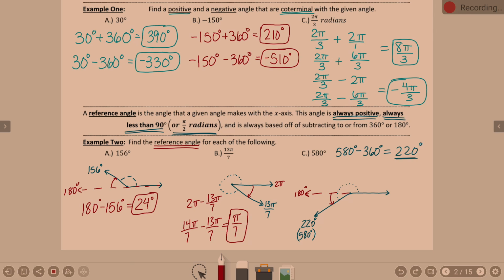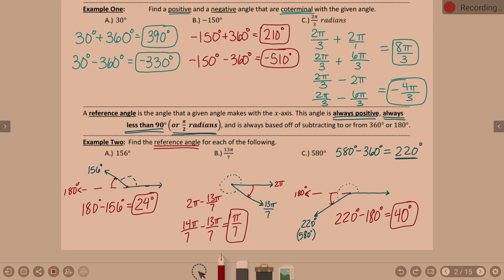Would you do 220 minus 180? Yeah. In other words, basically always make your math work out to be a positive in this case. So you will add or subtract 180 depending on the angle. So this one is 220 minus 180 degrees, which is 40 degrees. Okay. That's your reference angle.